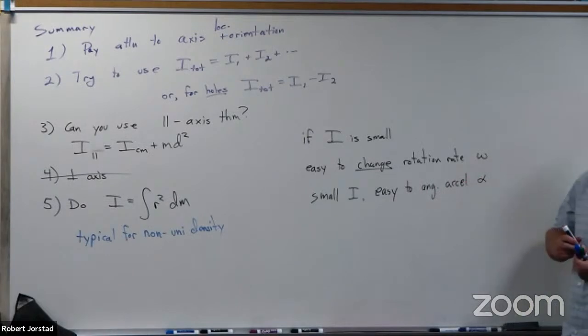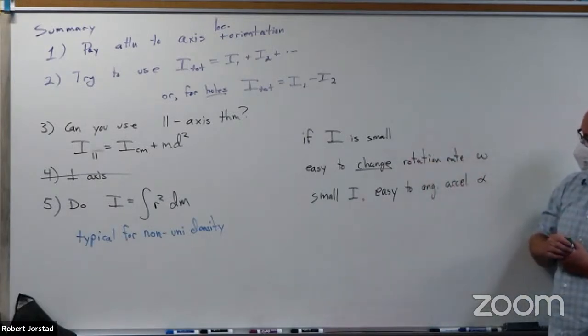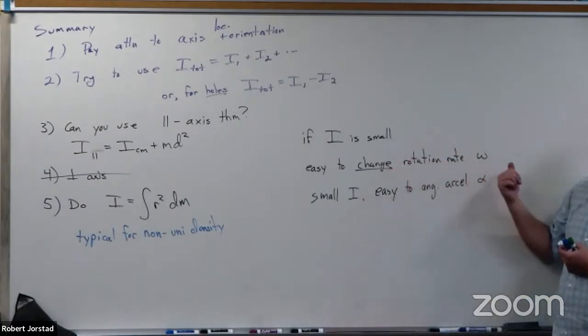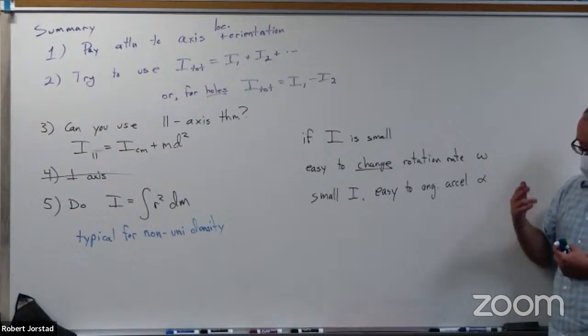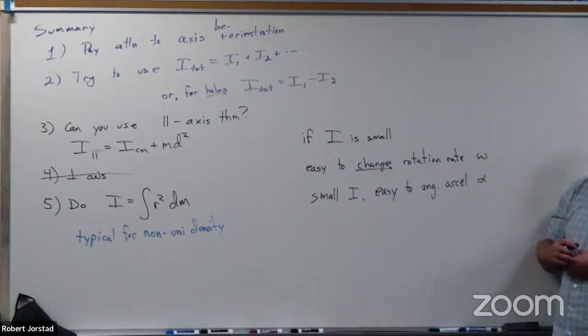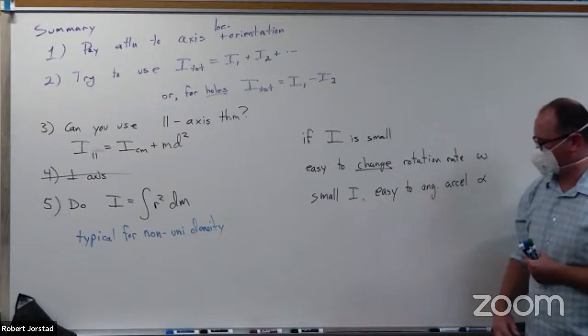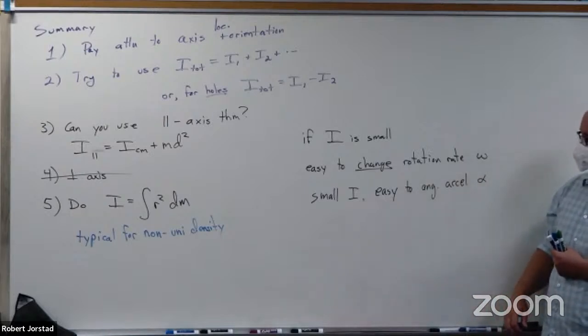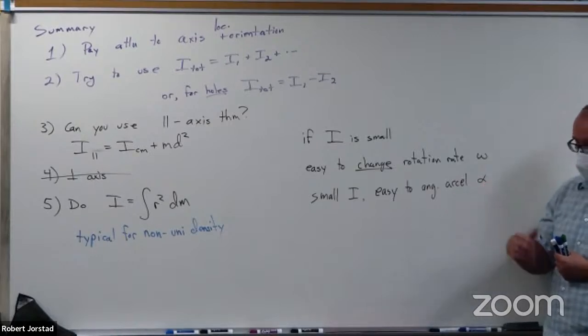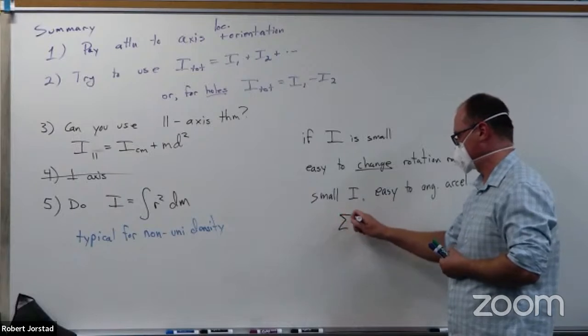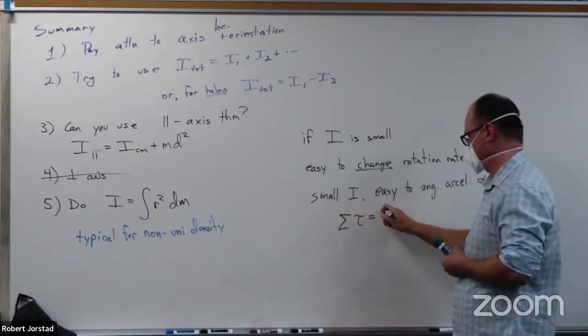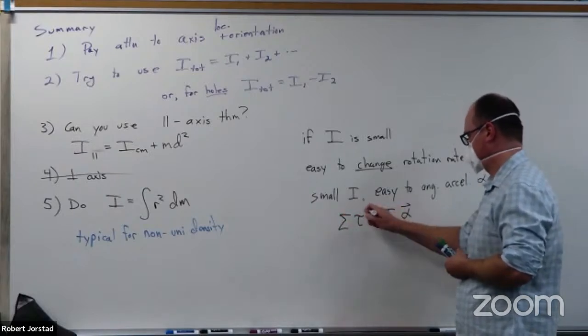If you have a small moment of inertia, it's easy to change your rotation rate, either to speed it up or slow down its RPMs. Said another way, if you have a small moment of inertia, it's easy to angularly accelerate. You can get an alpha for a small amount of torque. I'll remind you, the sum of torque is equal to I alpha.